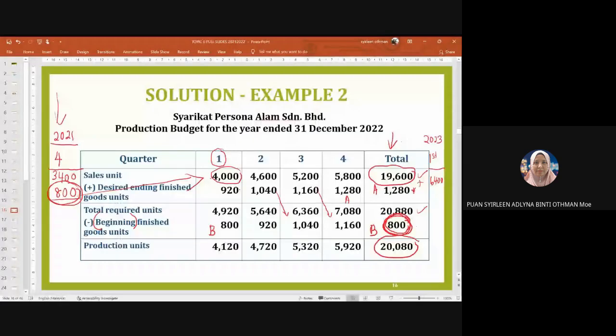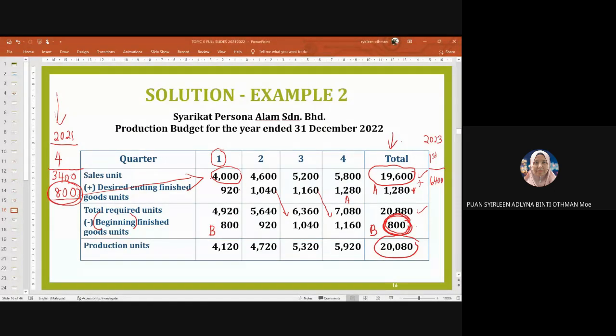You have anything to ask? Tiada. Okay, thank you team. Okay, the rest ada apa-apa nak tanya tak? Tak ada. Okay, kalau tak ada, Madam proceed ya. Okay, good. Means you faham lah. Okay, dah faham tu lagi bagus.